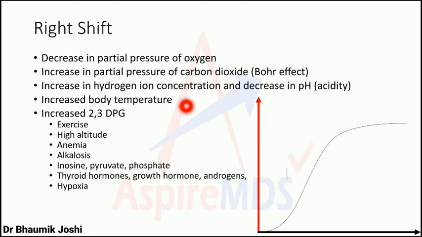Increase in the body temperature and increase in 2,3-DPG, that is diphosphoglycerate, which is a metabolic product which increases in case of exercise, high altitude, anemia, alkalosis, in presence of inosine, pyruvate or phosphate, or in presence of hormones like thyroid, growth hormone, androgens, or in case of hypoxia. In all of these conditions, hemoglobin will release oxygen, because in all of these conditions our body will require more of the oxygen. Okay, these are the factors which are causing right shift.